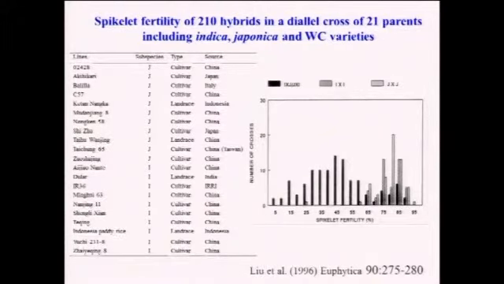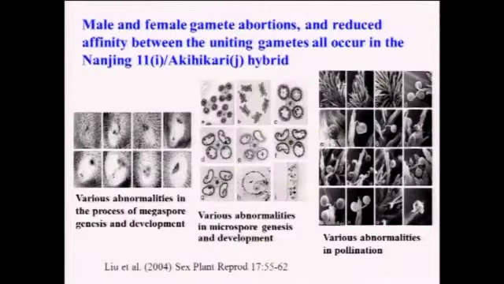And then, of course, indica by indica, japonica by japonica, those are perfect, right? Those are varietal crosses within subspecies, so those are normal. We see anything between 0% to something typically like 50% fertility for the intersubspecific crosses. And then a lot of problems. If we look at the hybrid cytologically, we could see male problems, we could see female gamete abortions, and we could also see reduced fertility between the uniting gametes at the time of fertilization.